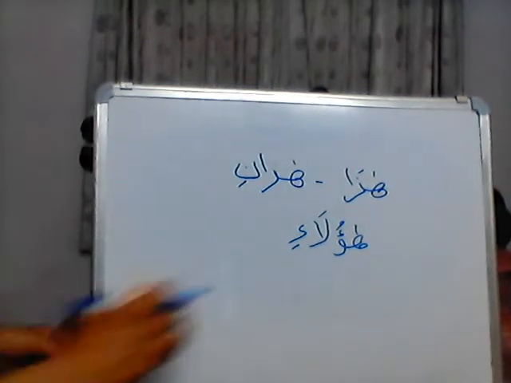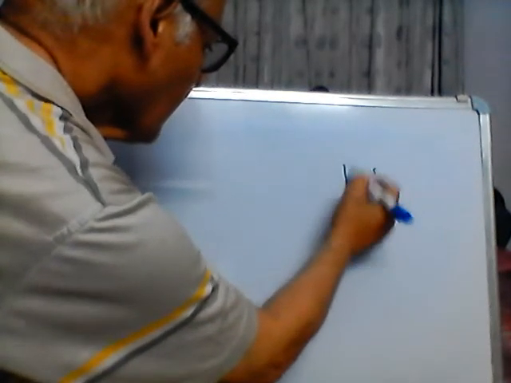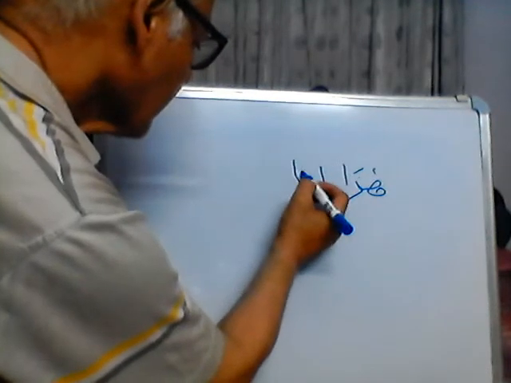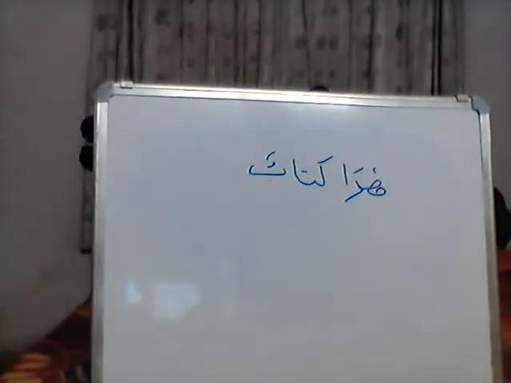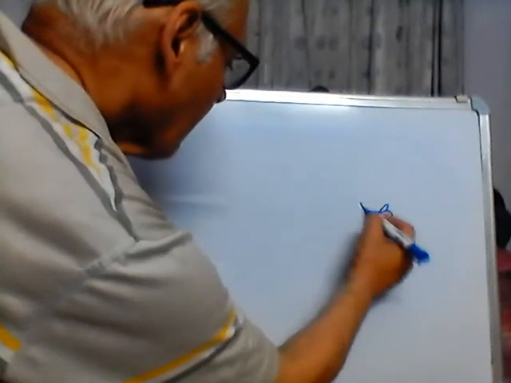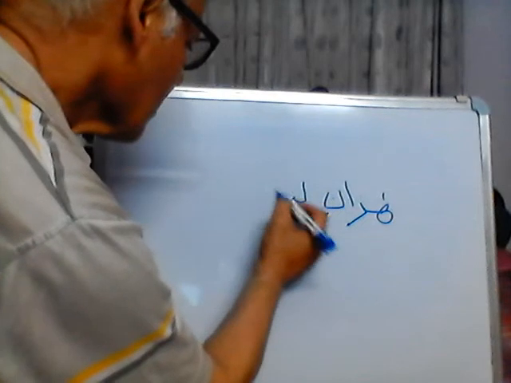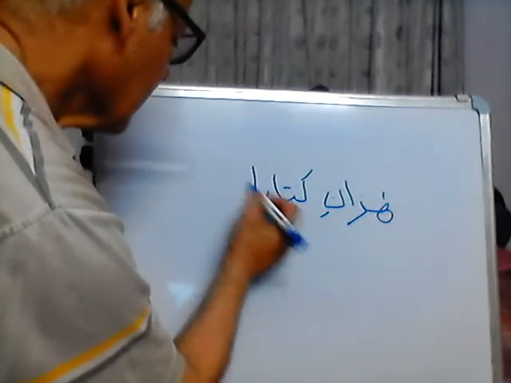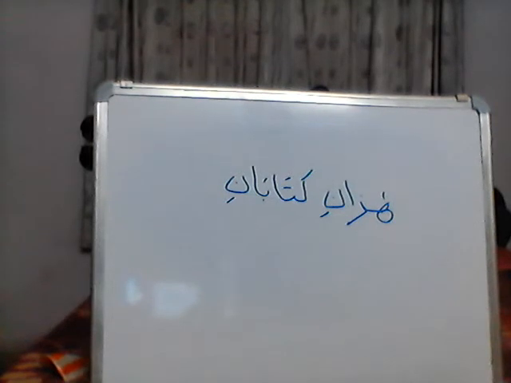For example, if we have to say "this is a book," then we say, hatha kitabun. This is a book. If we have to say "these are two books," then we'll say hathani kitabani. These are two books.